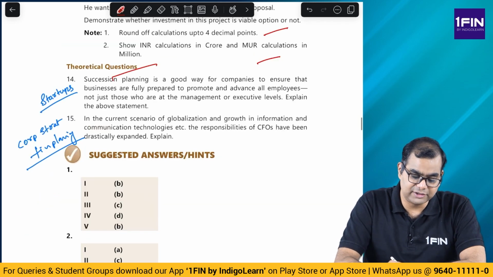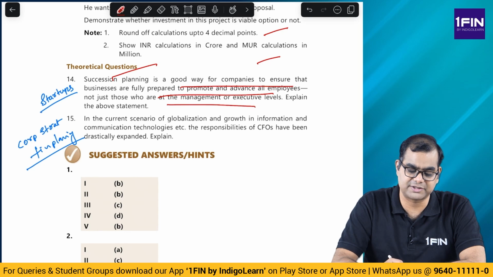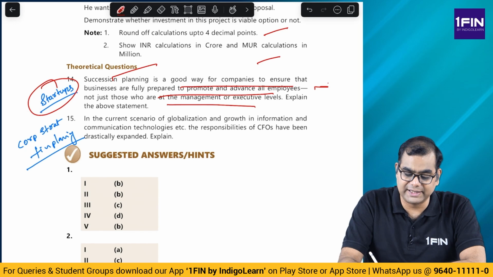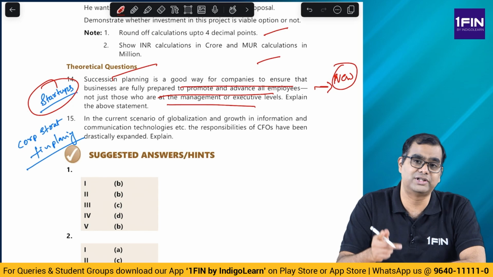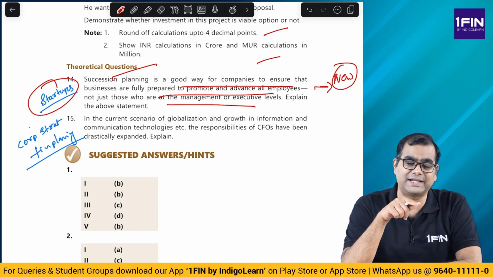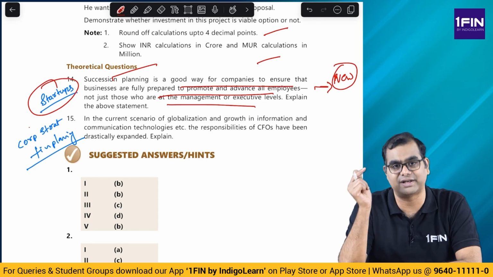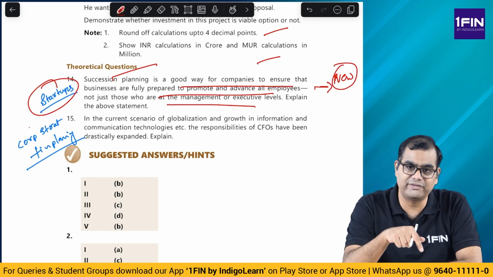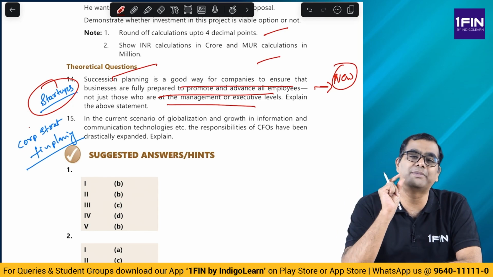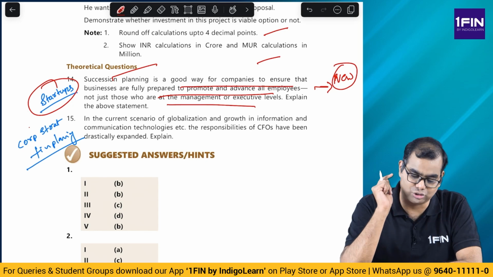Right. Then theoretical questions. One is succession planning is a good way for companies to ensure businesses are prepared to promote and advance all employees, not just those who are at the management or exec levels. Explain the above statement. This is a question from startups chapter. This is a new topic added in startups. New. So all new topics I have highlighted. So there is also a separate compiler, theory compiler as well as practical compilers which I have uploaded on my website, which are available free, which links are also given in the video of new topics. Theory questions, new topics, practical questions. Please take time, go through them.